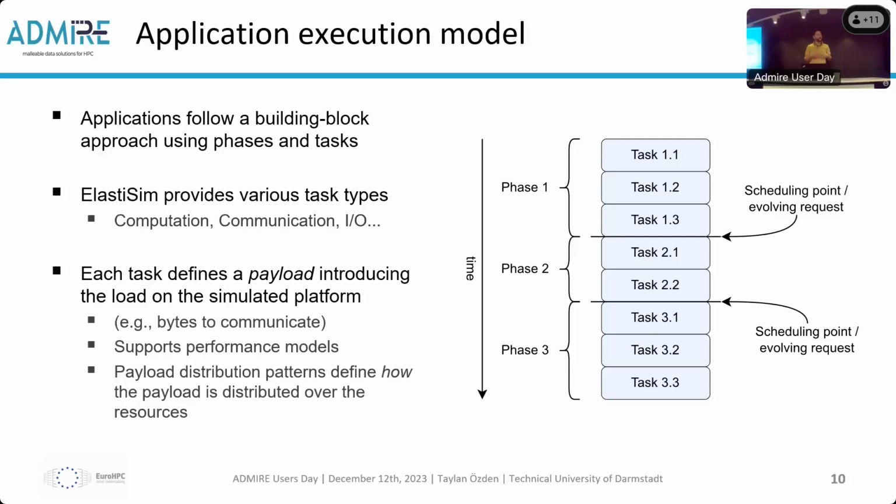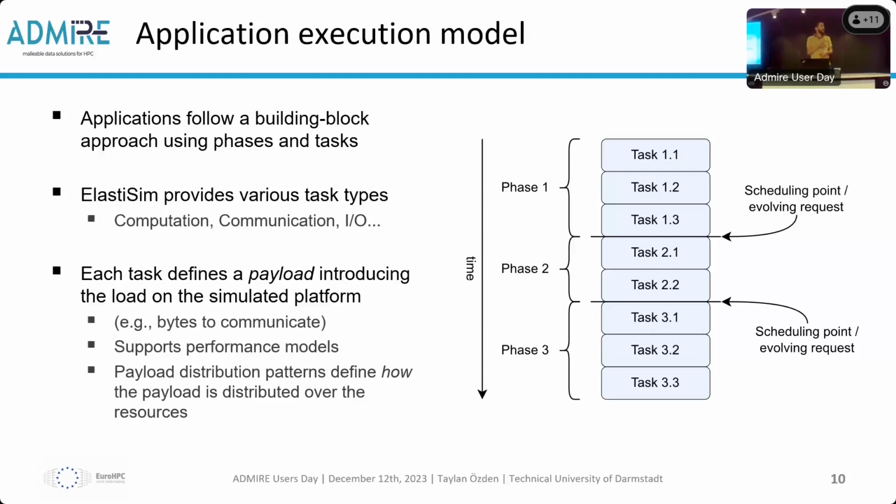You get a single number, and then you can simply distribute it over the resources using payload distribution patterns. For example, if you have a compute task and you want to describe the floating point operations, you can describe them for the whole task, for all resources, and then you define a pattern like only the root should currently do the computation, or it should be evenly distributed. For communication tasks, you have distribution patterns like the master-worker principle or evenly distributed, so that all-to-all communications occur, etc. So this is the application execution model.